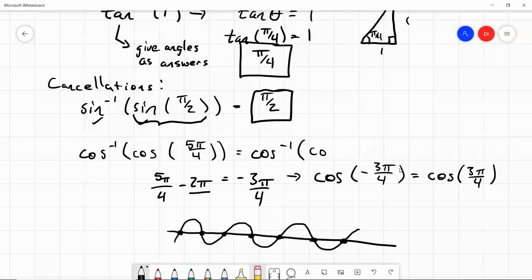So, going back to this. When we subtracted 2 pi, we got negative 3 pi over 4, which is going to give us the same output as cosine 5 pi over 4. And we can use the even property of cosine to get 3 pi over 4. So then we substitute cosine 3 pi over 4 back into our problem. Is 3 pi over 4 in the domain of cosine? Yes. So that means I can use the cancellation equation to get my answer of 3 pi over 4. Yes, Jacob.